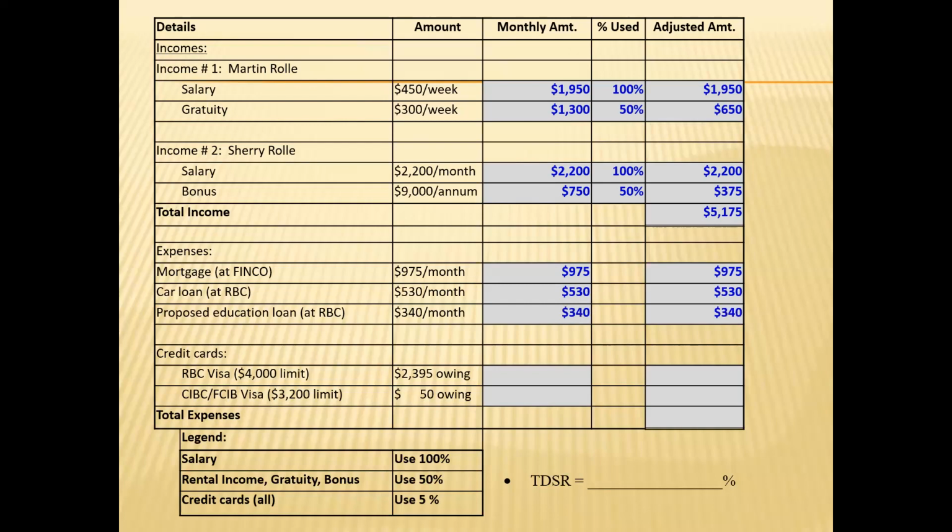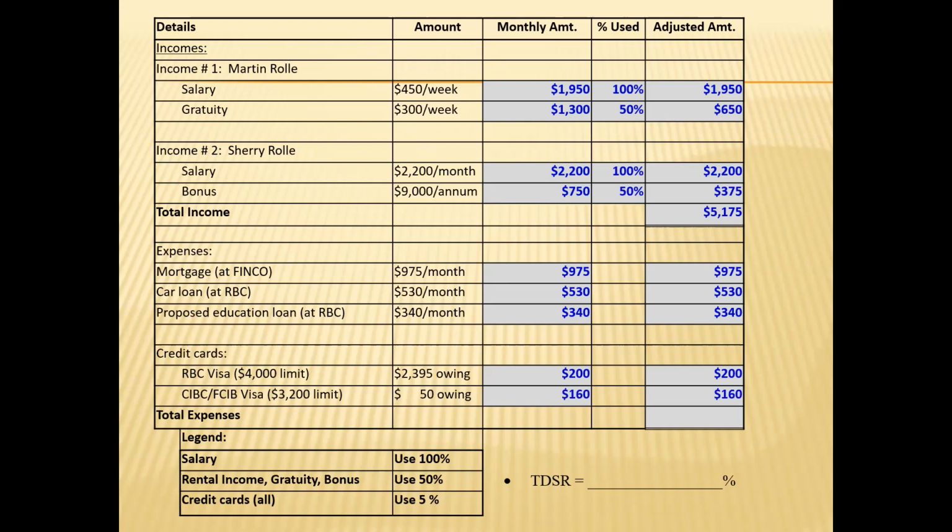Okay, great stuff. All right, now we move on to the credit cards as part of the monthly expenses. The RBC Visa. So it'll be 5% of the 4,000 limit, which is 200. 5% of the limit, yes, which is $200. Okay, so we will put that in both columns, monthly amount and the adjusted amount. And what about the CIB card? 160. And that goes in both as well. Okay, great.